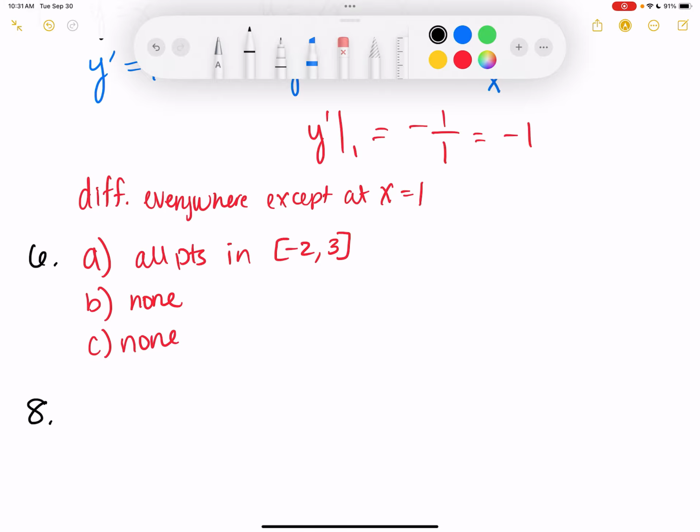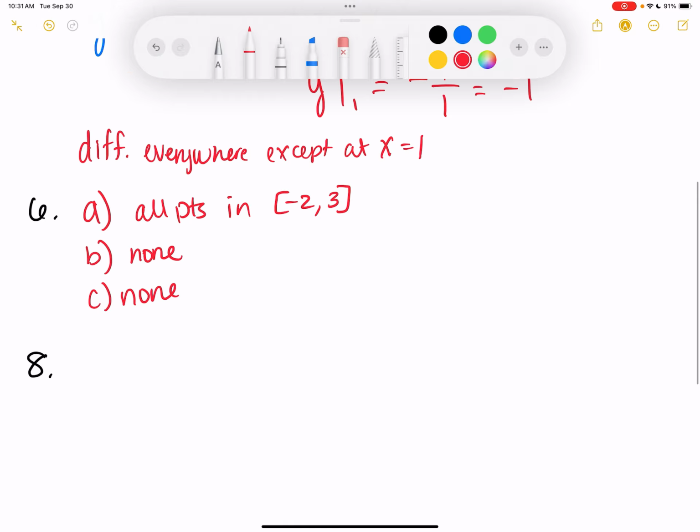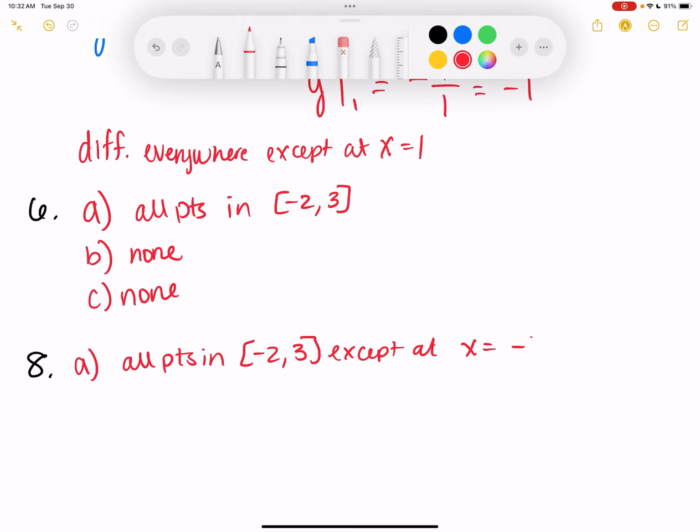So this one's a little bit weird the way that we'll write it, but basically it's differentiable at all points in the closed interval -2 to 3, except at x equals -1, 0, and 2. Now, there's not really a good way to write this. I mean, the book writes them this way. It's probably the best way to write it, because otherwise you'd have a bunch of little tiny intervals that you'd be unioning together.